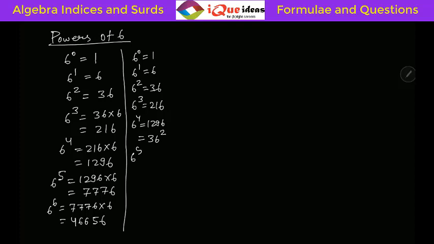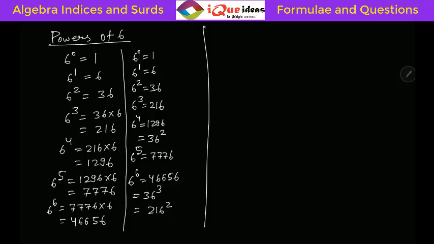6 raised to 5 is equal to 7776, a very simple number to memorize. 6 raised to 6 is 46656, and you can notice that it is also equal to 36 cube as well as 216 square.